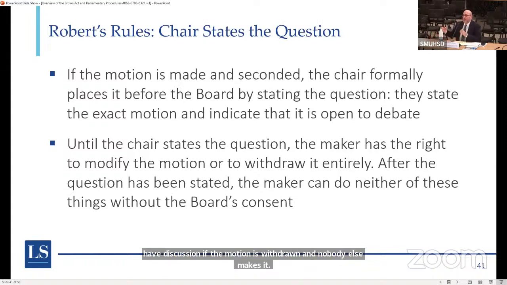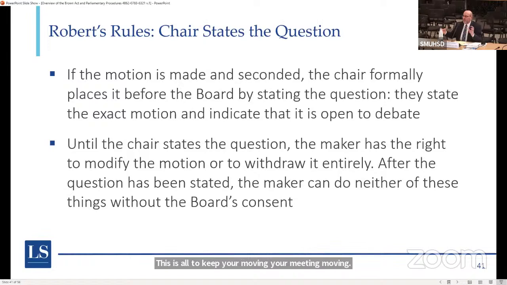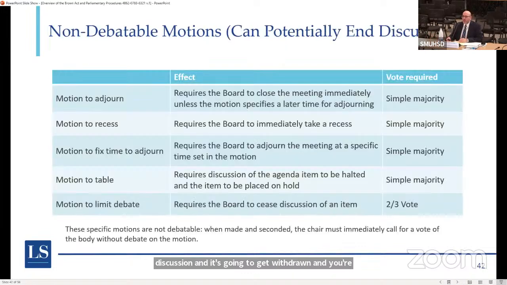Once the discussion starts, you don't allow the person to withdraw the motion for the same reason, because then you're going to get halfway through discussion and it's going to get withdrawn and you're going to keep going. So procedurally, just something to be aware of.